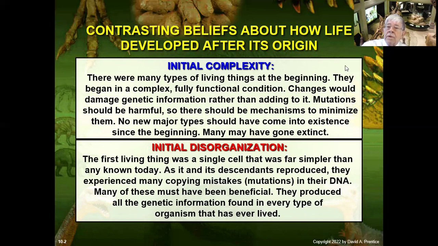Likewise, evolution says the opposite. It says the first living thing was a single cell. It was far simpler than anything known today. So as it and its descendants reproduced, they experienced many copying mistakes, that is, mutations, in their DNA. Many of these obviously must have been beneficial because the first living thing would not have had heart, lungs, blood, kidneys, brain, and so forth. So many of the mutations must have been beneficial and added a tremendous amount of genetic information until they produced every type of living organism that's ever existed.